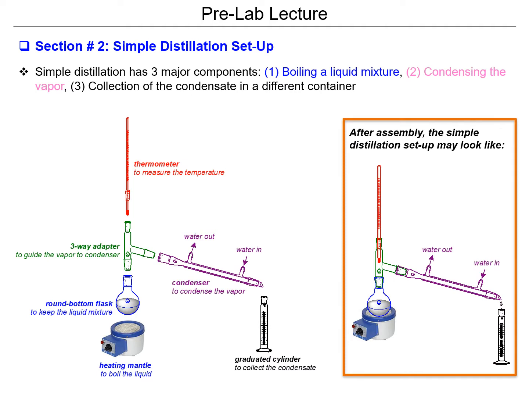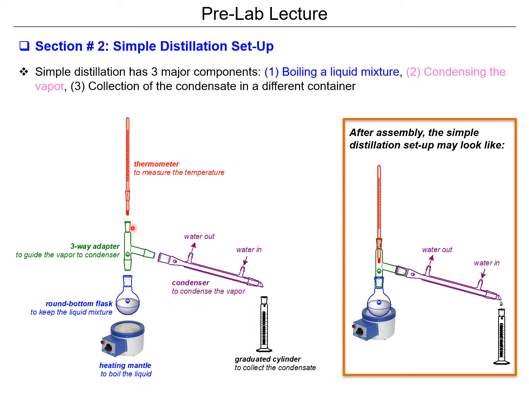So the first type of distillation I'm going to cover is simple distillation. There are three main components in simple distillation. There's the boiling liquid mixture, which would be in the round bottom flask right here. There's the condensing vapors, which will be found in this section right here. And then there's the collection of the condensate, which is right here.